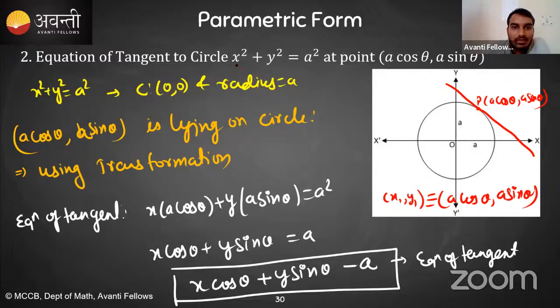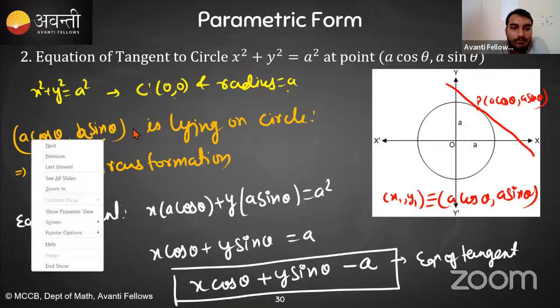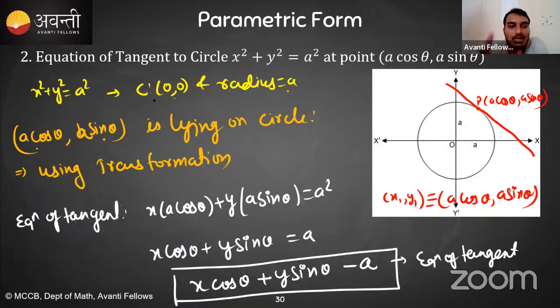Everybody knows this. If the circle x square plus y square is equal to a square is given, then just using this circle, we can say that the center is 0, 0 and the radius is a. So using the parametric equation form, any point on the circle can be written as a cos theta, a sin theta, right? Because the center is 0, 0. So 0 plus a cos theta, 0 plus a sin theta. So it is lying on the circle only. So just use the transformations. In that case, x1, y1 is nothing but a cos theta, a sin theta.